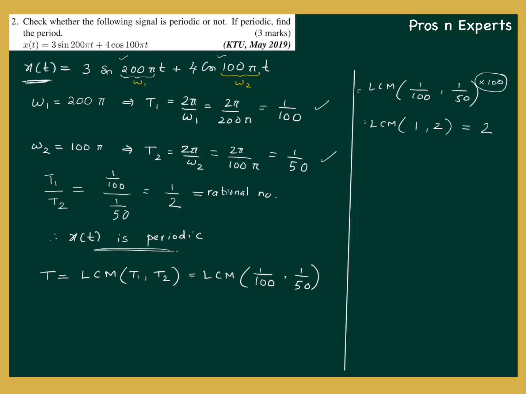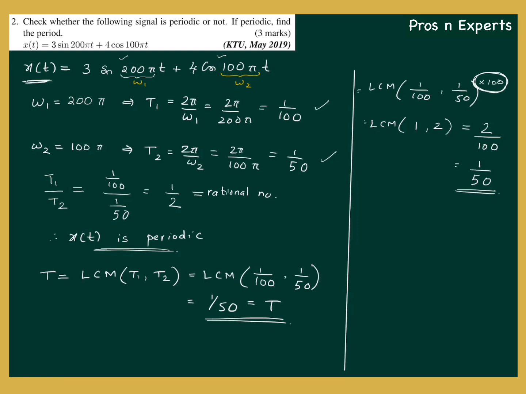But that is not the final answer, because we have introduced a multiplication by 100 out of nowhere. So we have to divide by 100 also from this answer. So this becomes 2 by 100, equal to 1 by 50. Okay, so the LCM of 1 by 100, comma, 1 by 50 is equal to 1 by 50, and that appears to be our total time period. Okay, so this is the final answer.